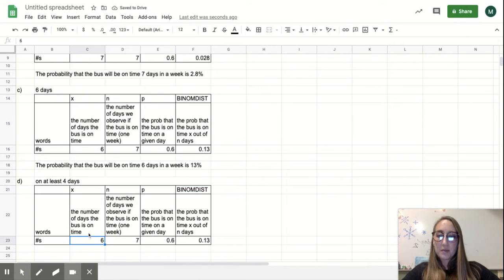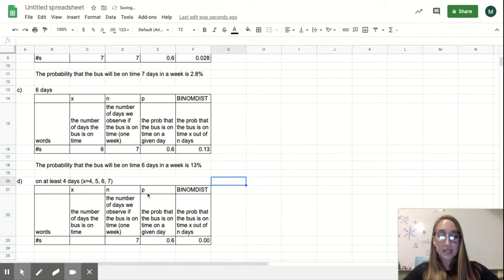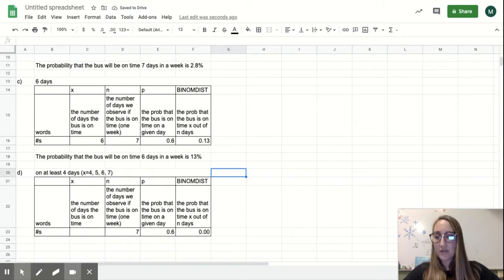Okay, but now we don't want to just know the answer for one specific number. We want to know at least 4 days. So that means x could be 4, x could be 5, could be 6, or could be 7. So any of those satisfies the condition that the bus is late at least 4 days.